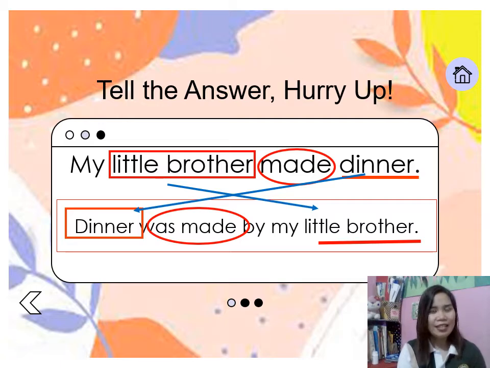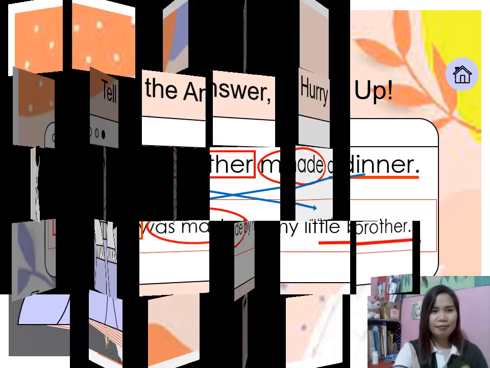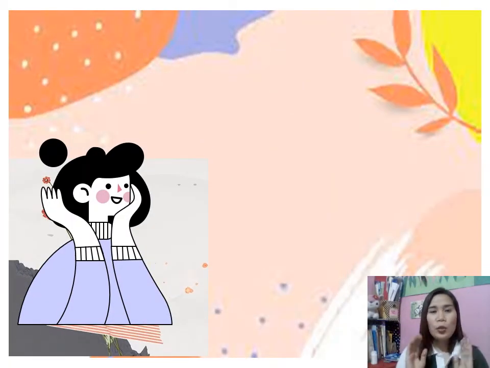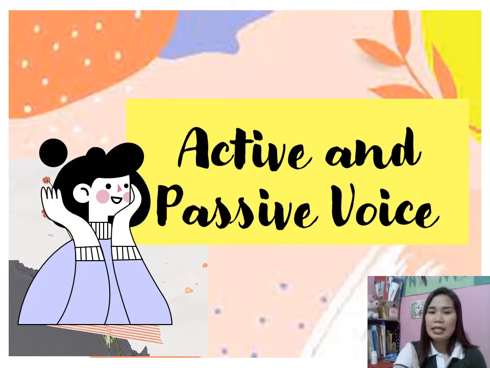You got it? Okay, so this morning we're going to find out what you call these two sentences and what the differences between these two are. Are you ready? All right. So class, those two sentences that we have discussed are active and passive voice. So let's find out what active and passive voice are.